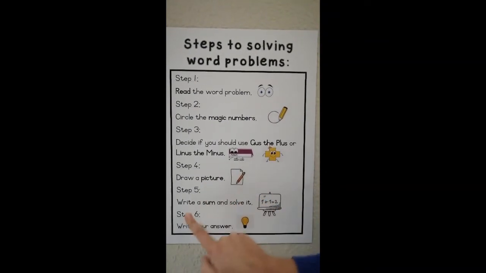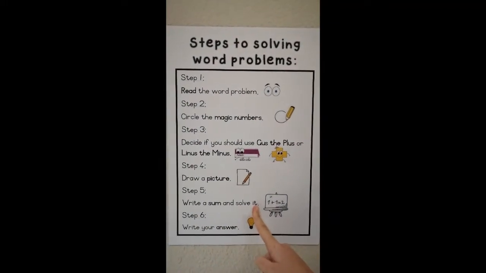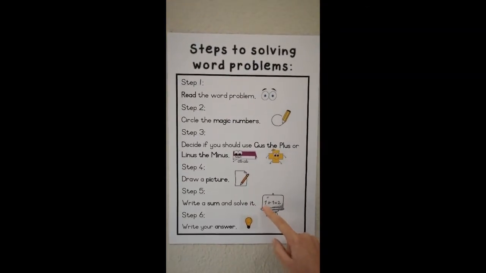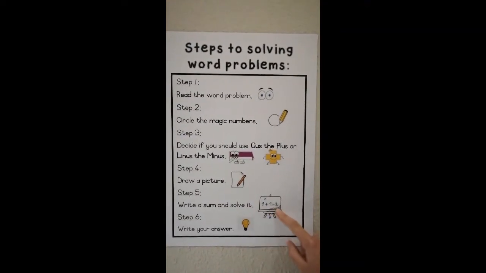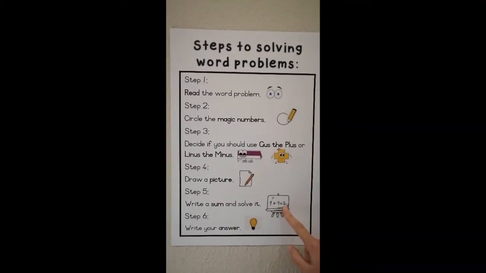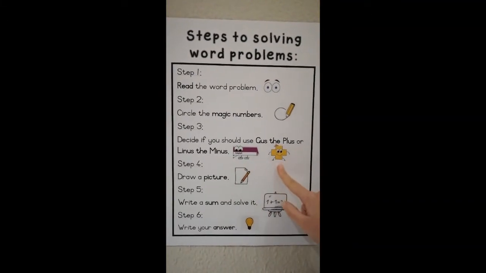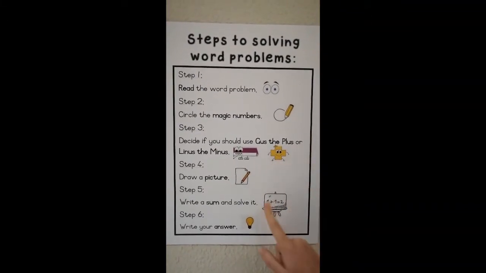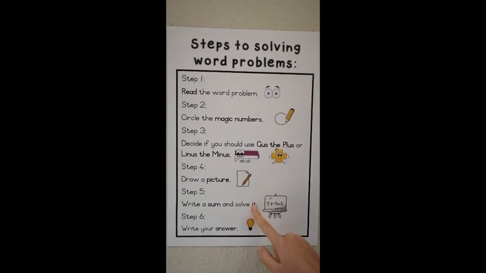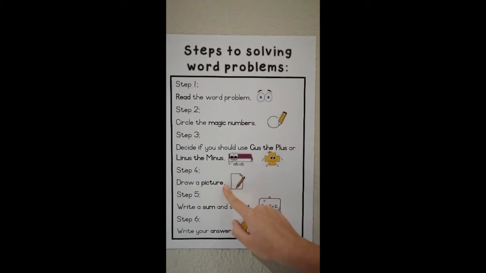Step number 5 says we must write a sum and solve it. Do you remember what a sum is? A sum is basically something that is written here on the board. For example, this sum says 1 plus 1 equals 2. In a sum you will then see us use Linus the Minus and Gus the Plus. And to find the answer to our sum, tomorrow we're going to go back and look at our picture that we drew, because our picture will give us the answer.